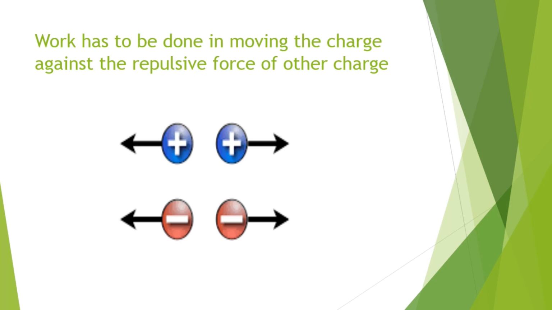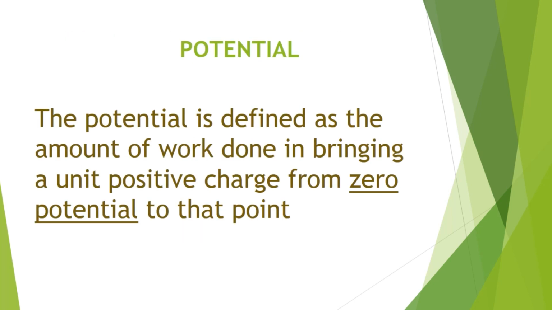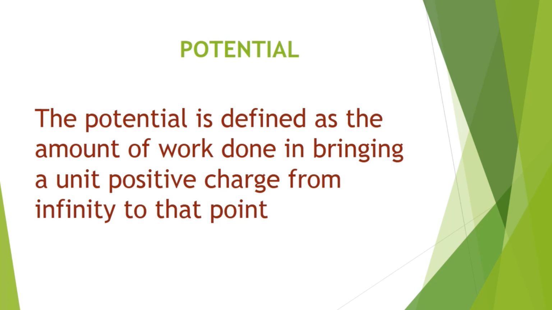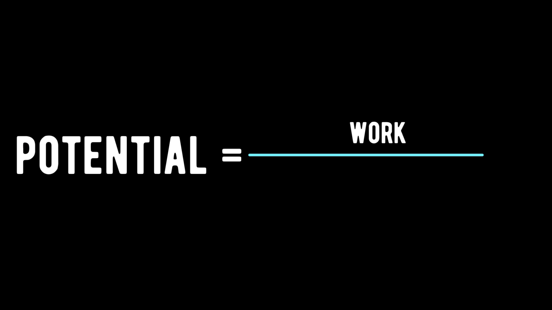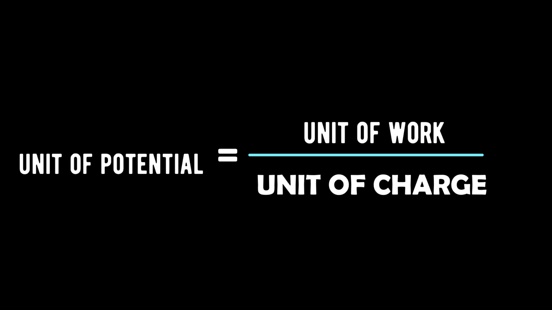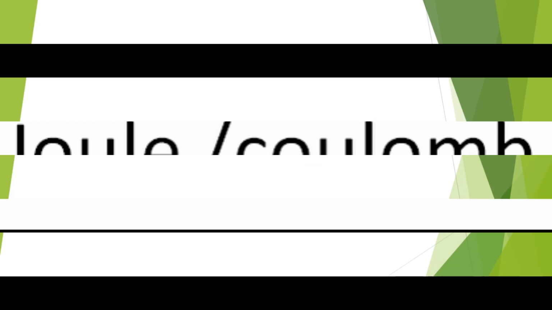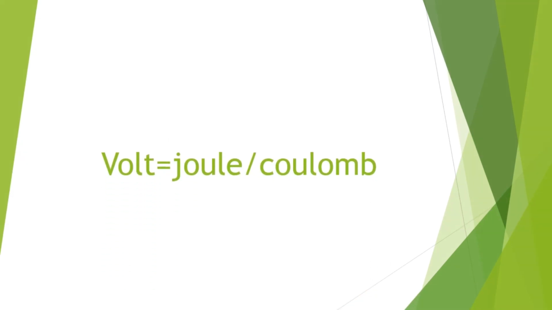Therefore, quantitatively, potential can be defined as the amount of work done in bringing a unit positive charge from zero potential to a point. Zero potential is at infinity, so it can be defined as the work done in bringing a charge from infinity to that point. So potential is equal to work by charge. So the unit of potential is unit of work by unit of charge, that is joule per coulomb. This joule per coulomb is termed as volt.